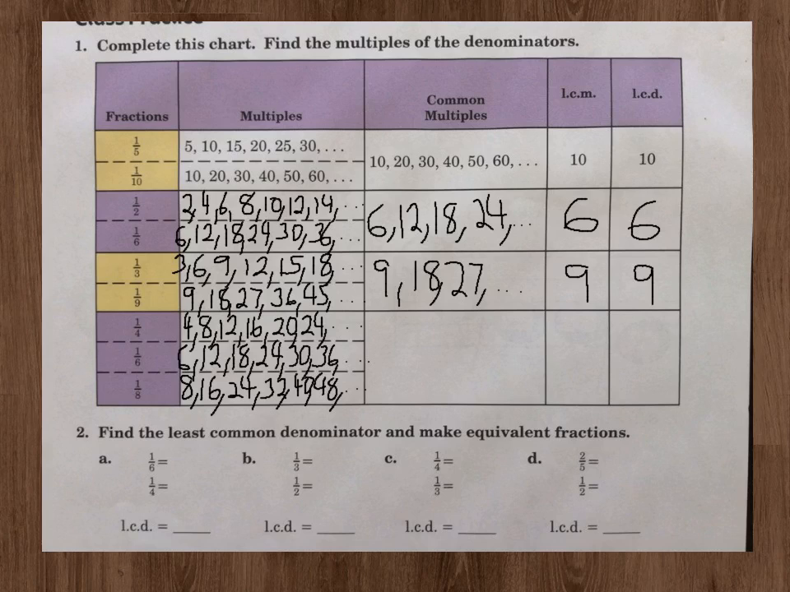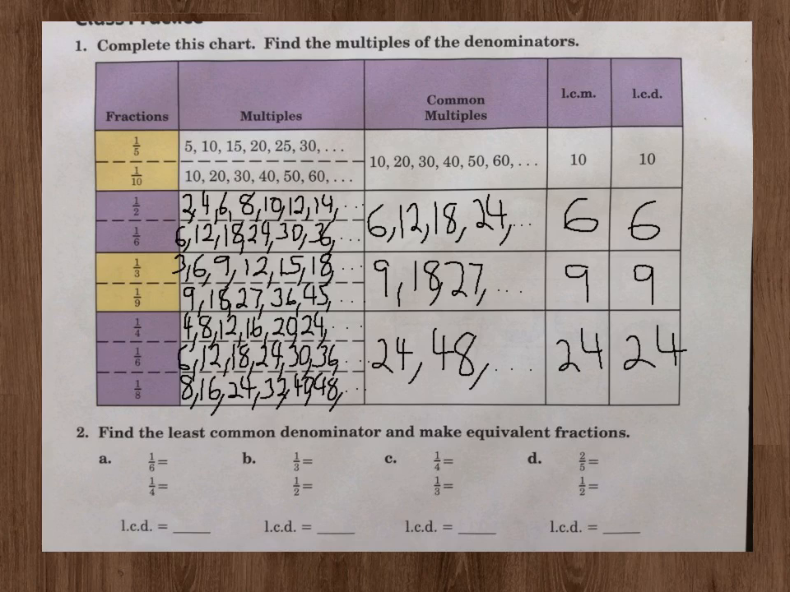Okay, and now we're looking at 3 different numbers, 4, 6, and 8, and trying to find our common multiples. What would our common multiples be? Well, they all share 24. And if you were to keep going with them, you then would come up with 48. It would be another common multiple. And then our LCM, our lowest common multiple, is 24. Therefore, it's also our LCD, lowest common denominator, 24.